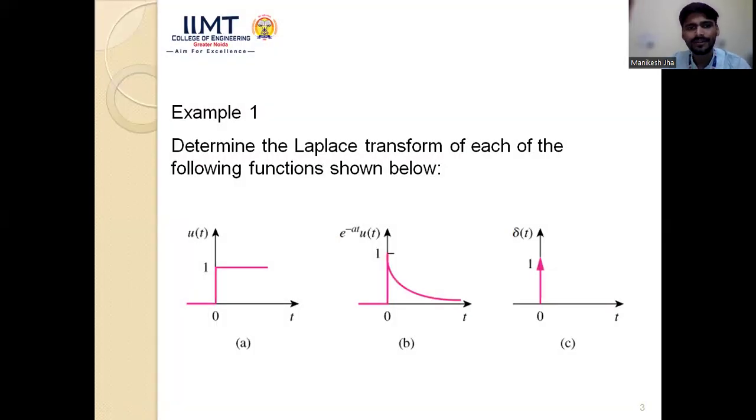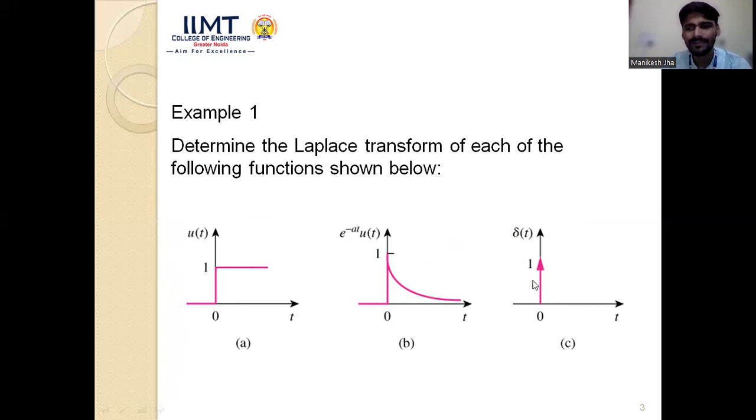Now we are going to take some examples. In the first example, the first signal is u of t, the unit step signal. The next signal we are going to take is e to the power minus a t u of t, the decaying exponential signal. The third one is delta of t, the impulse signal. So we are going to take three signals.